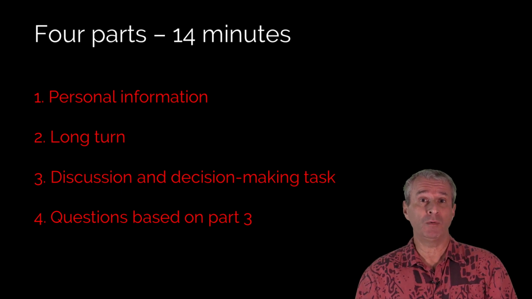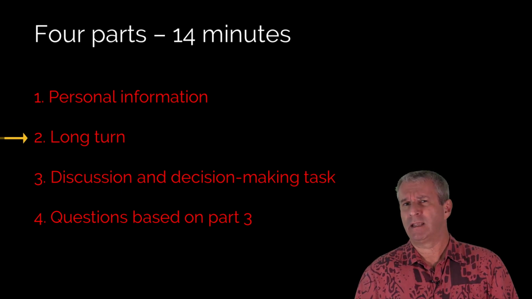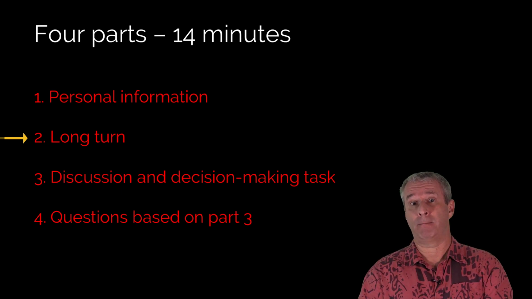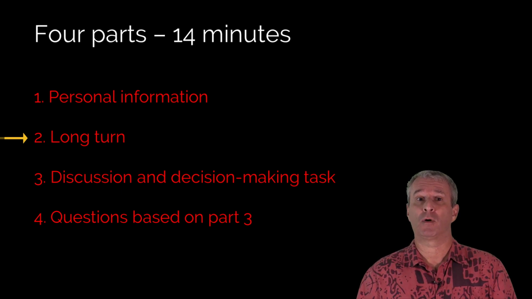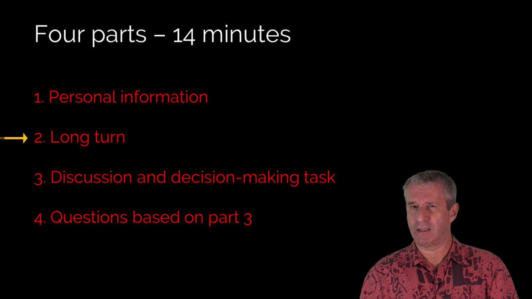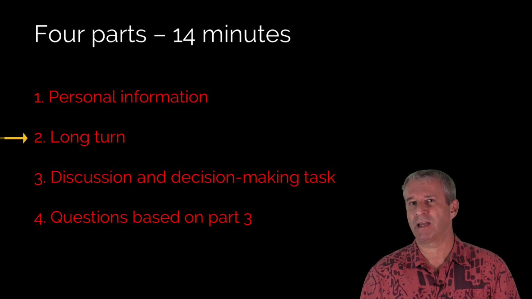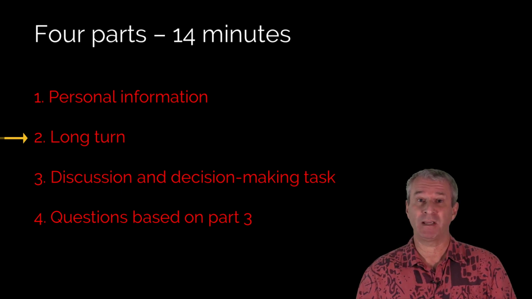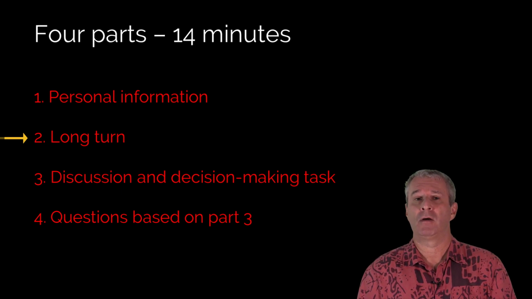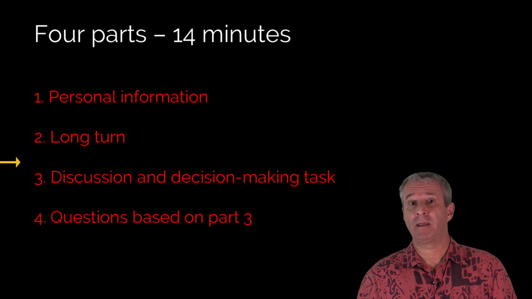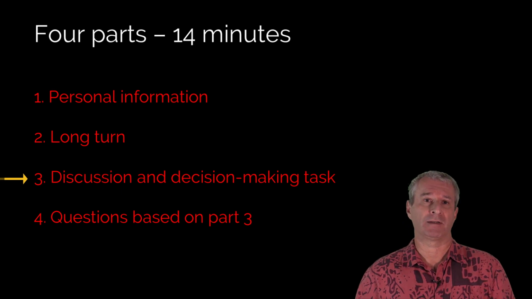In part 2, the long turn, the examiner gives you 2 pictures and you compare them, and then you answer a question about the pictures. You speak by yourself in this part for 60 seconds, and you also comment on your partner's pictures for about 10 or 15 seconds. In part 3, you speak with your partner about a task.